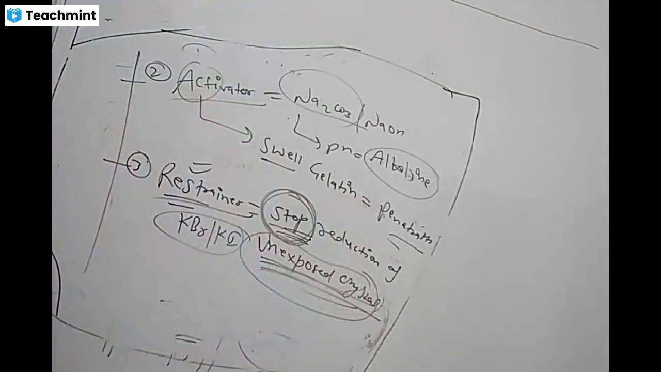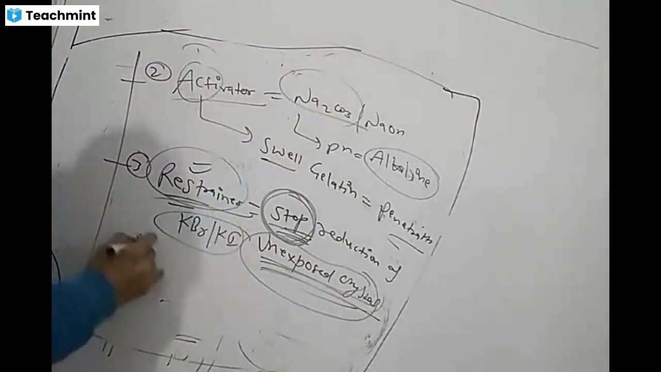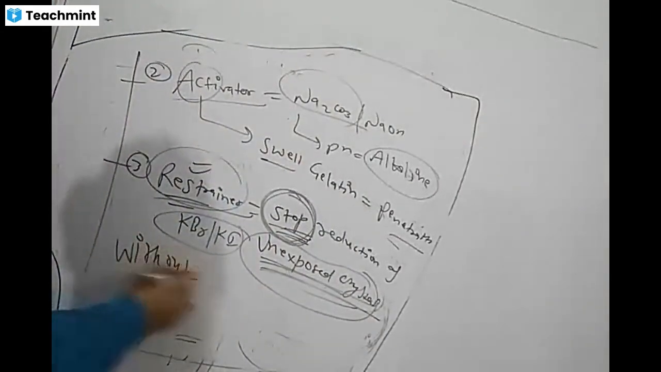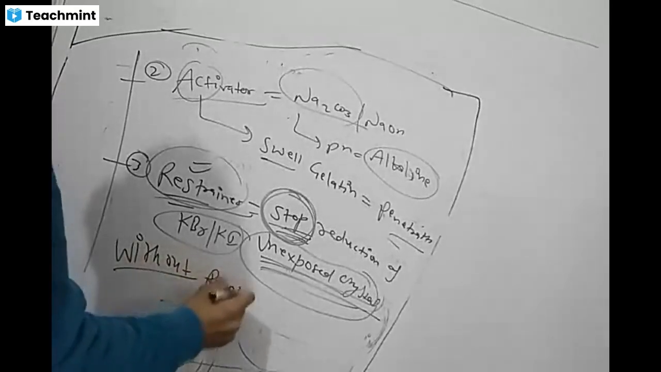So if we use a developer without restrainer, then what will happen?